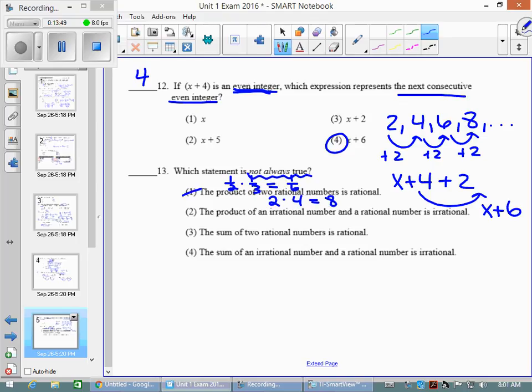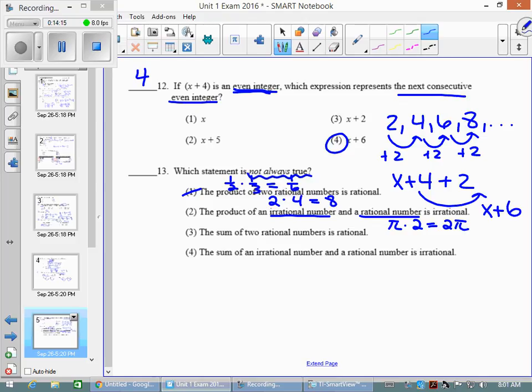Choice 2, the product of an irrational and a rational is always irrational. Okay, well, I can definitely say that that could be true. If I take an irrational number, let's say like pi, and I multiply it times 2, I'm going to get 2 pi, and you would get the decimal equivalency of that in your calculator, but that will come out to be irrational.